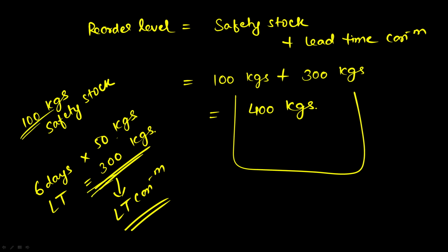Exactly. Not 100, not 300. You will order your ordering quantity. You will order your EOQ. What will happen in this case? You are having how many cages when you are again ordering? You are having 400 cages.